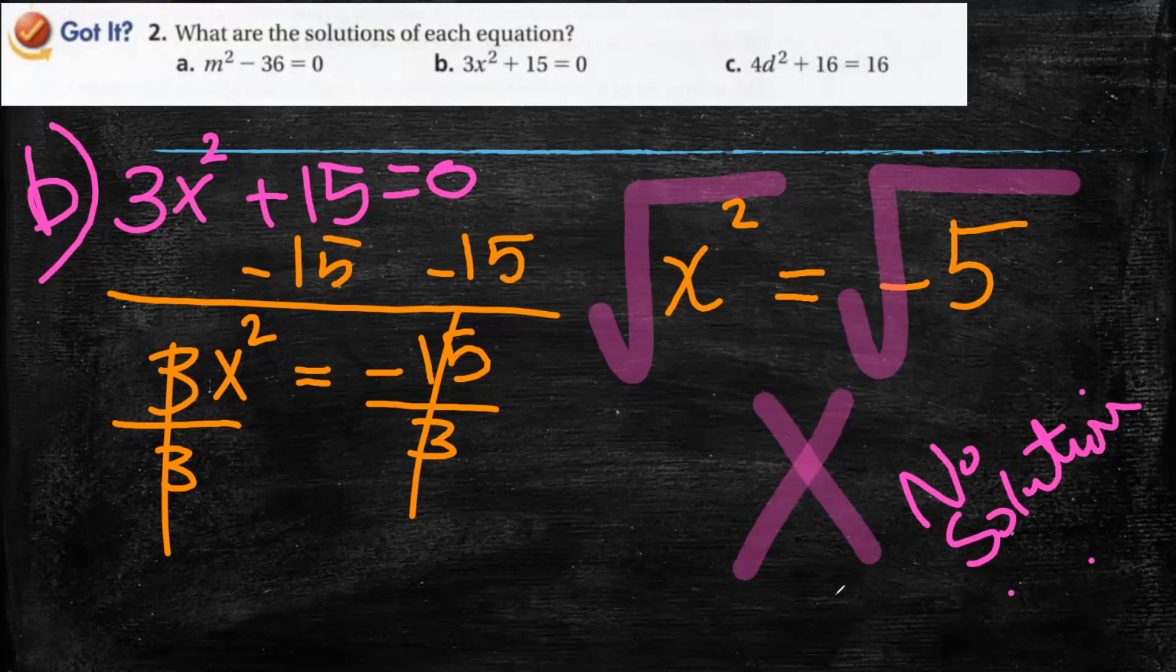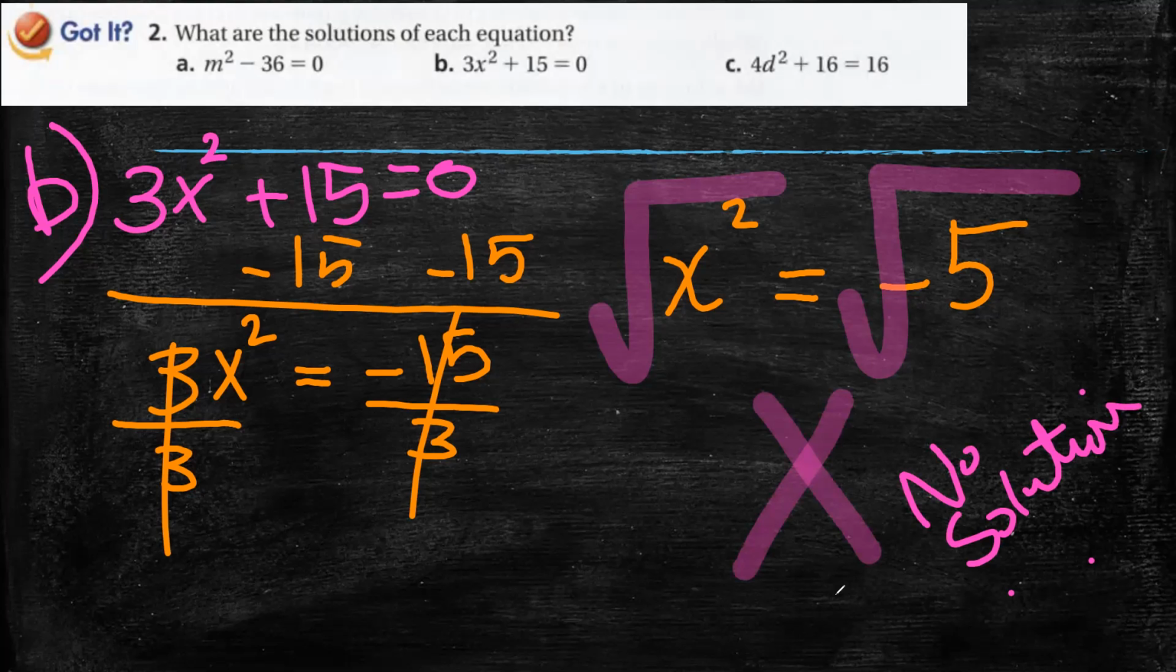Is it clear? Because there are no two numbers that are the same, that if I multiply them, I get negative 5. So I will say here there's no solution. Is it clear? Yes, teacher.